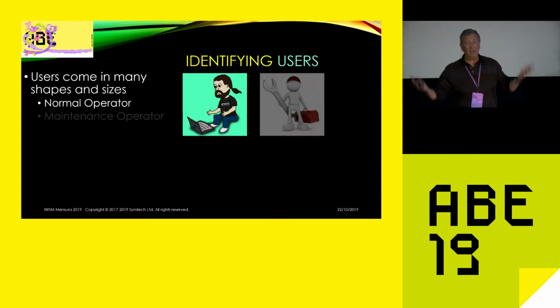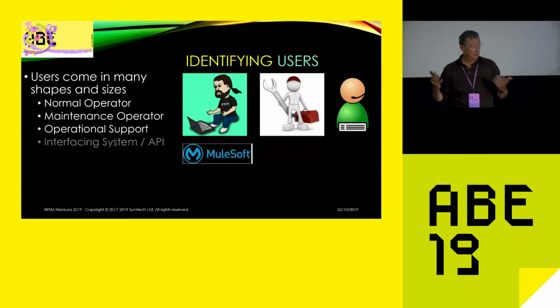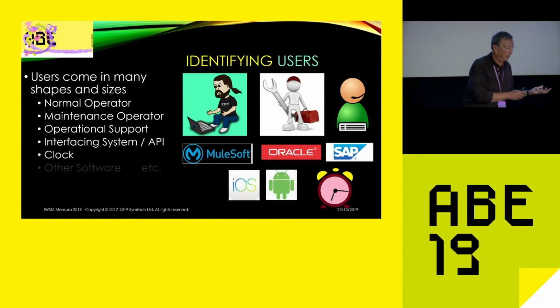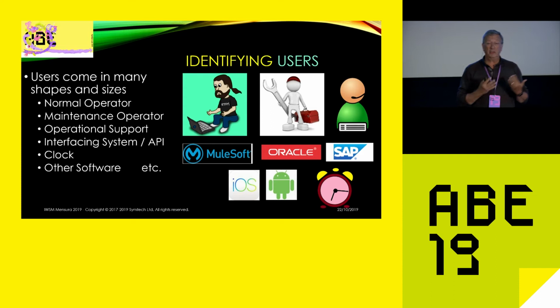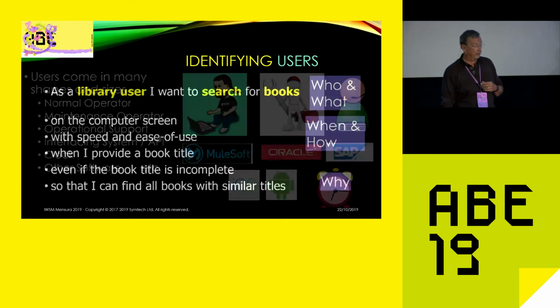So how do I identify users? There's all sorts of types of users, normal users, maintenance, support, but also other bits of software, other operating systems, all those sort of things, and of course hardware. You might have a real-time clock involved in it. So there's lots of different users. Well, how do I identify them?